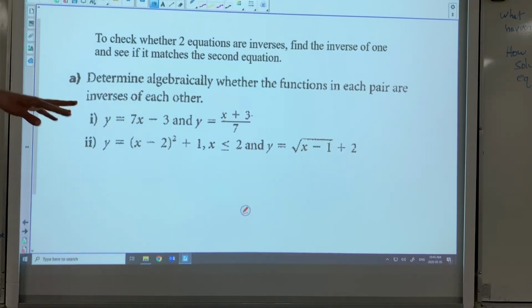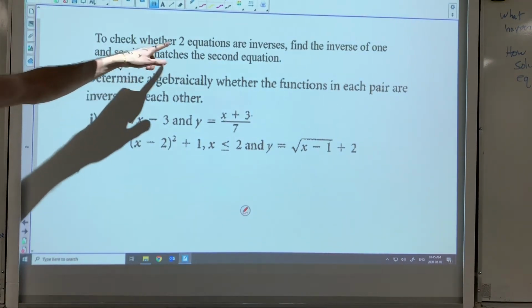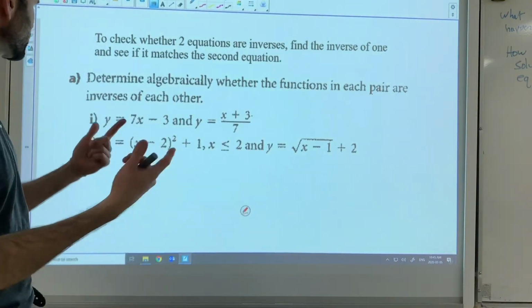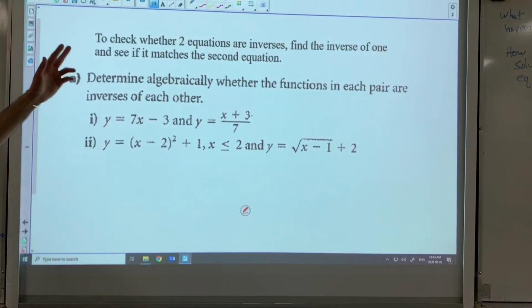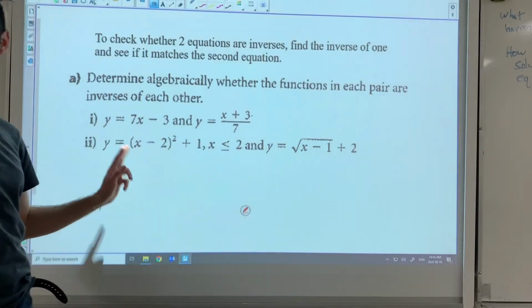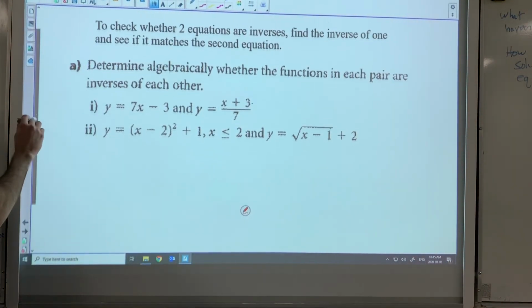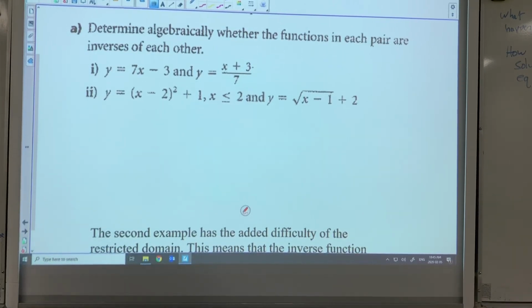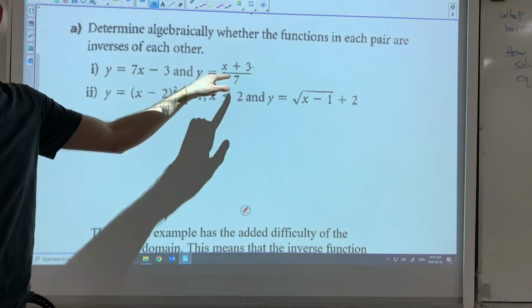They give you 2 equations and they say, are they inverses of each other? Right? So to check whether 2 equations are inverses, find the inverse of one and see if it matches the second equation. It's that easy. Sometimes they'll say, justify whether or not these 2 functions are inverses. So you pick one. Which one shall we choose? I think it would be easier to do this one and see if we get that.